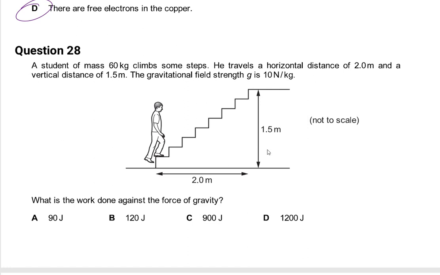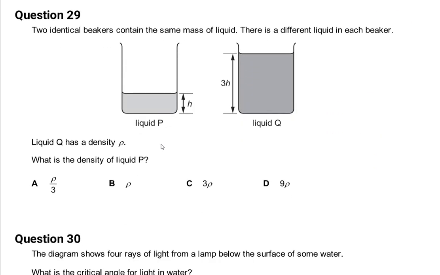Okay, 28. What is the work done against gravity? Let's do this very quickly. Force times the distance. Do we know the force? The force is going to be the mass times g, times d. 6 times 10 times 1.5, 900. The answer is going to be C. Let's move on very quickly.